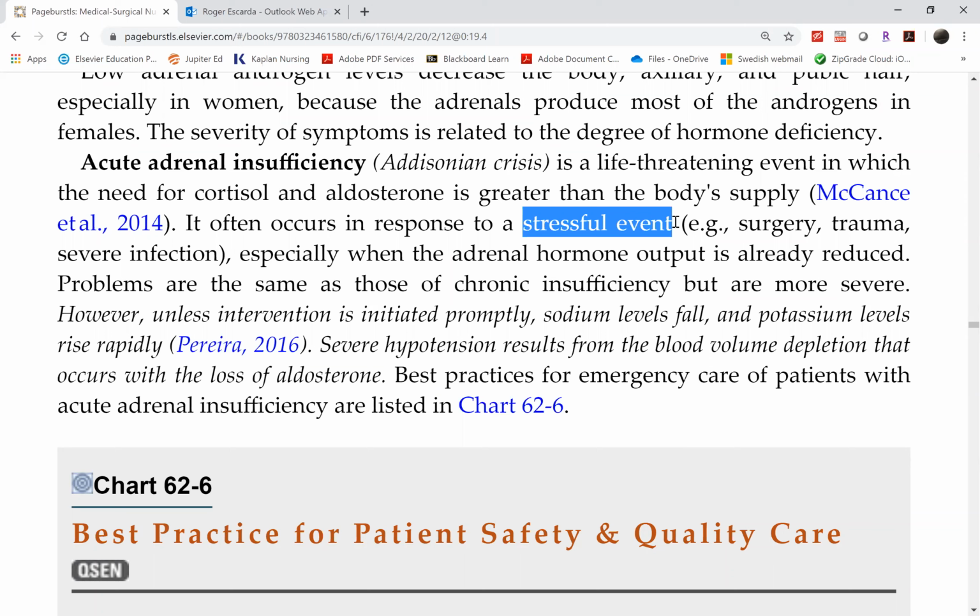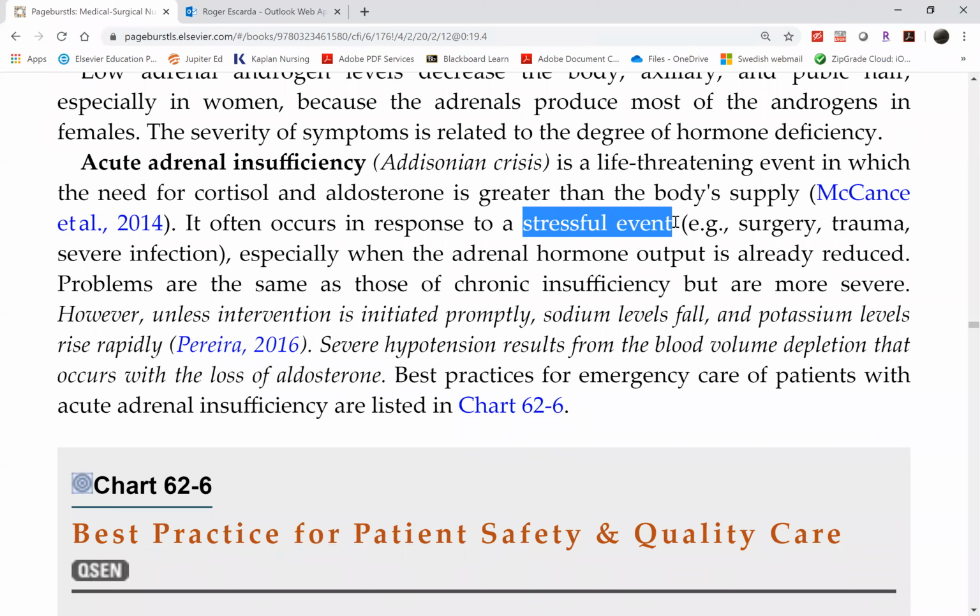So that is a stressful event nonetheless, even though the patient didn't have surgery, trauma, or severe infection. So a crisis can be triggered. So imagine the effects of the day-to-day symptoms here on steroids now. So you exaggerate the resulting symptoms.